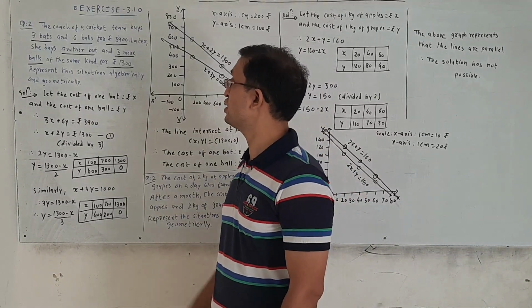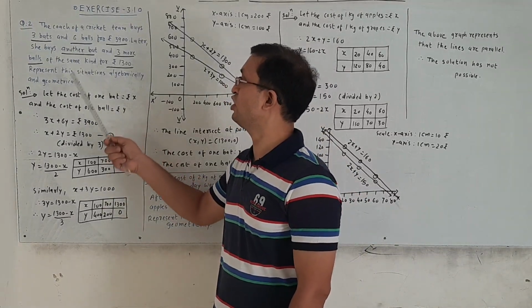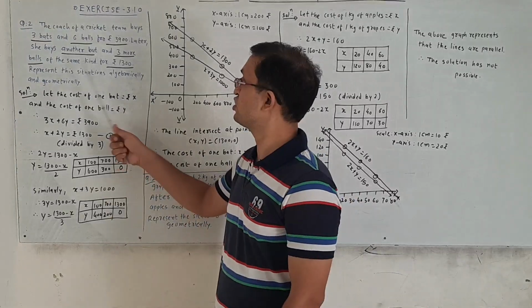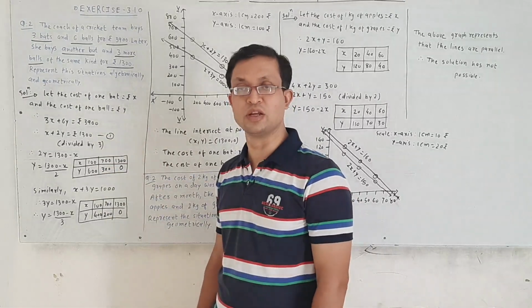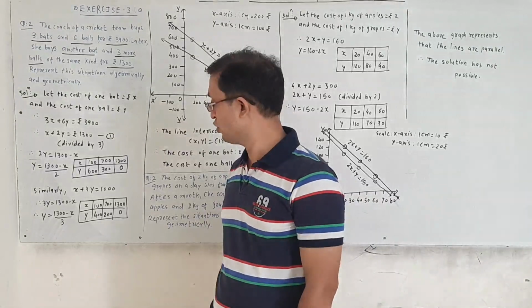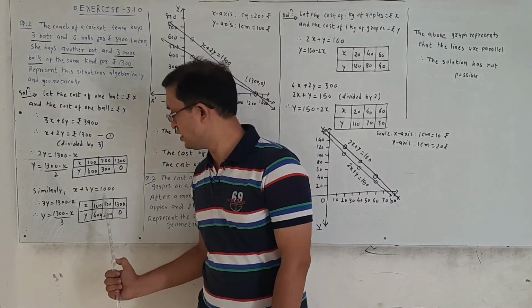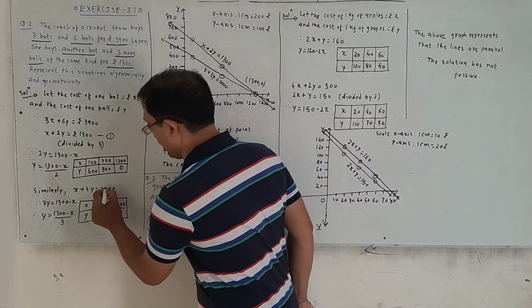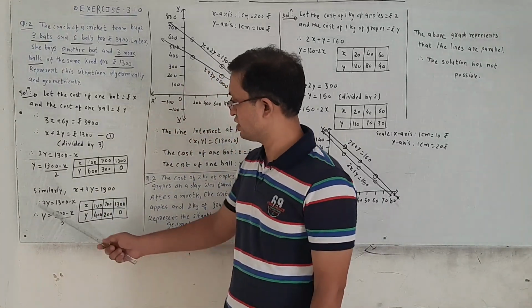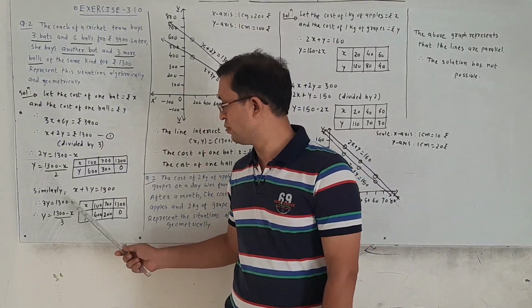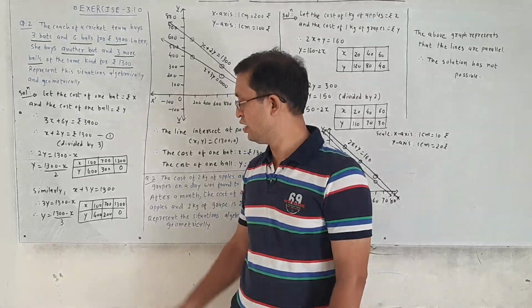Similarly, the next equation is another bat and 3 more balls. Another bat means one bat, x, plus 3 more balls, 3y, is equal to 1,300. X plus 3y is equal to 1,300. Therefore, 3y is equal to 1,300 minus x. Therefore, y is equal to (1,300 minus x) divided by 3.